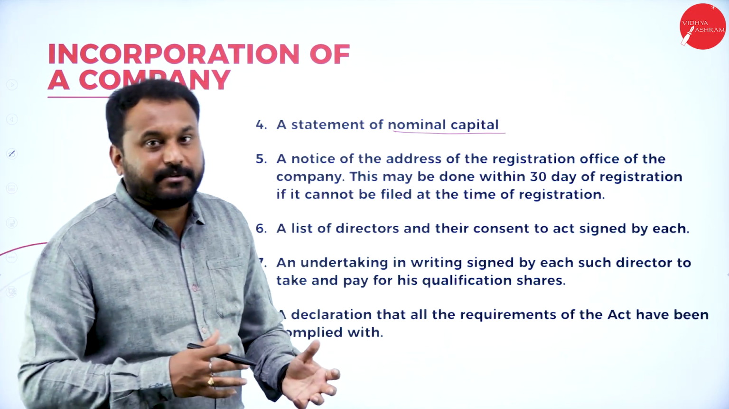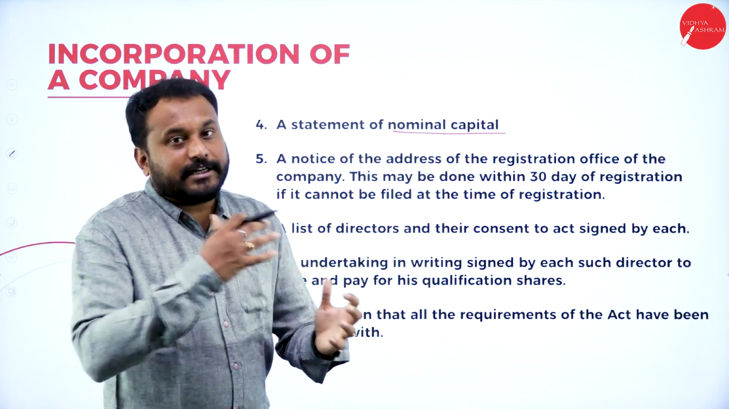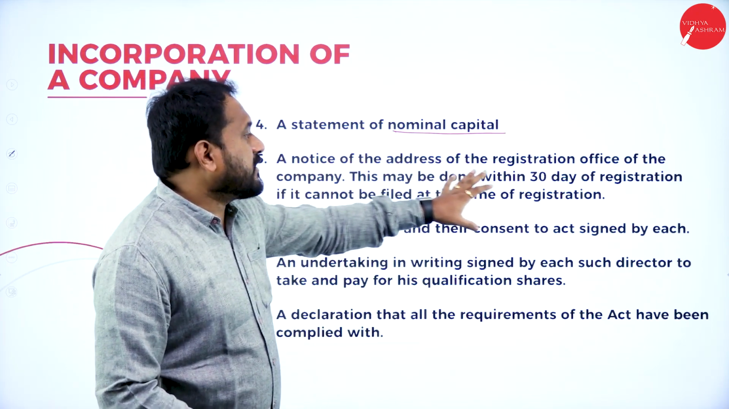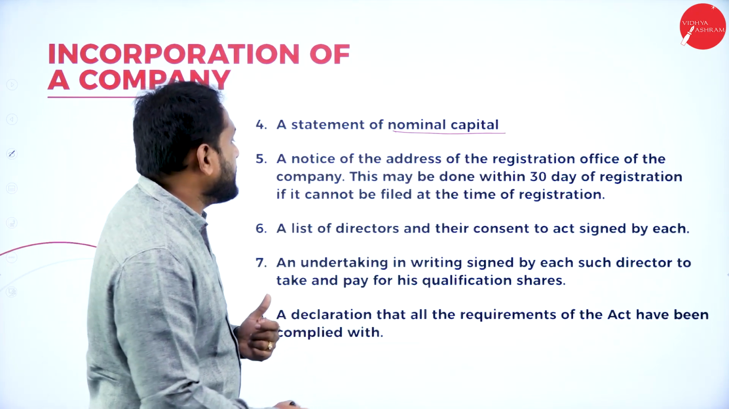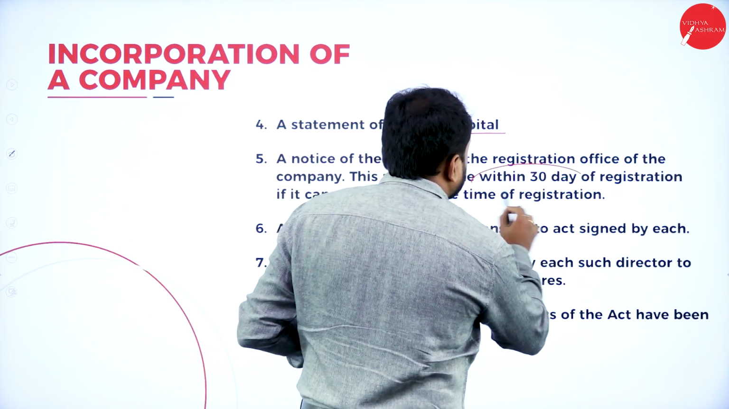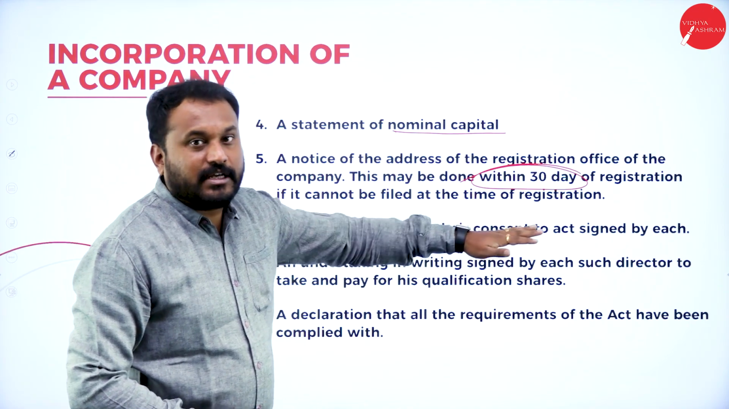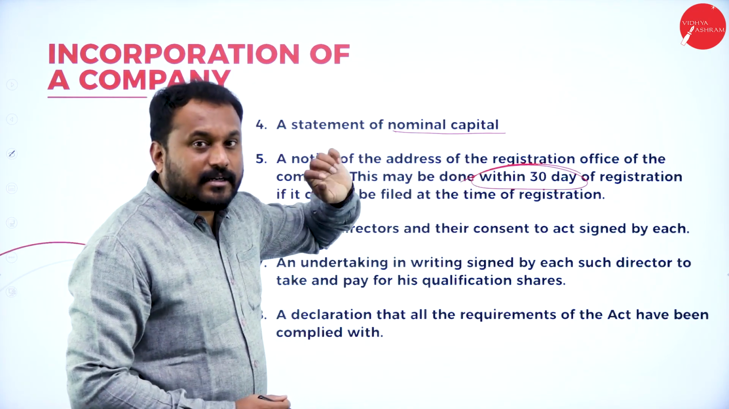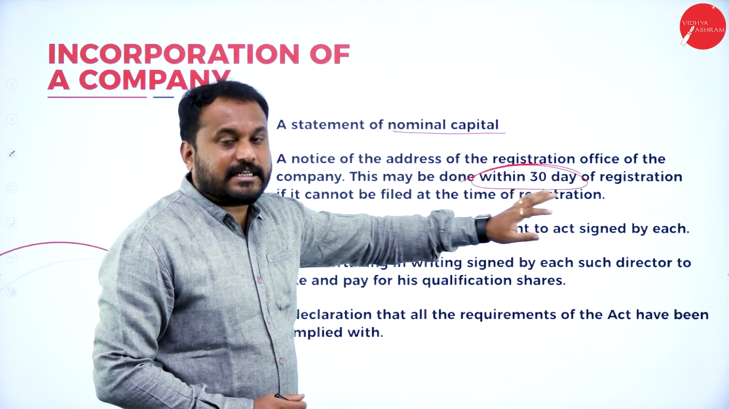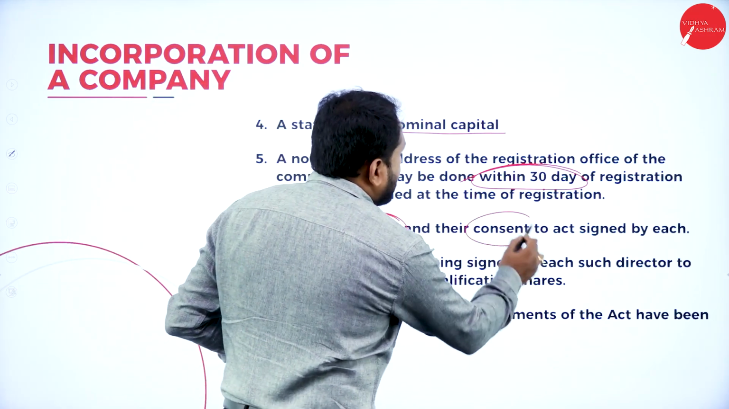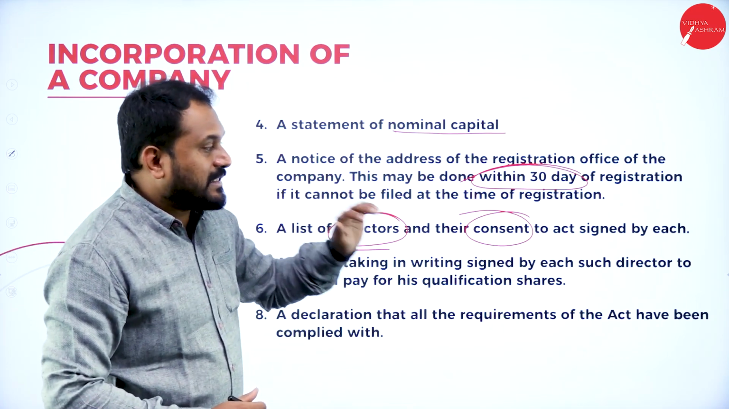That is 30 days before, or 30 days after your registration, you are supposed to give a notice of the address of the registered office of the company. This may be done within 30 days of registration if it cannot be filed at the time of registration. So you will get a time period of at least 30 days. That is the maximum. Then a list of directors and their consent to act, signed by each.